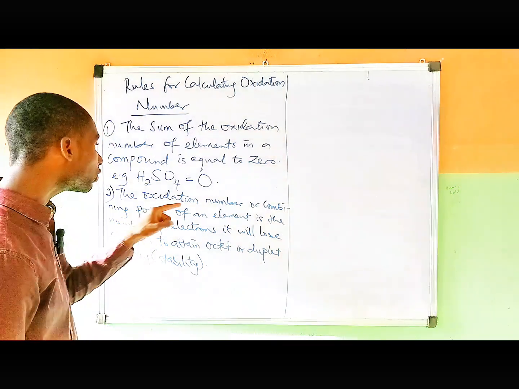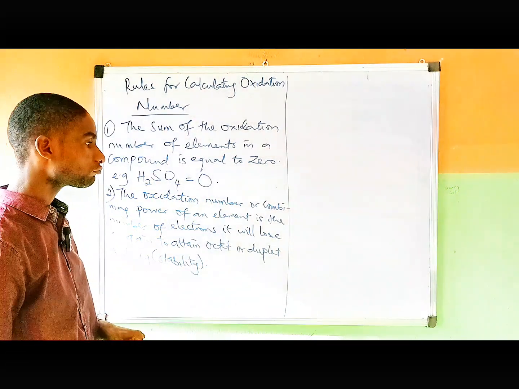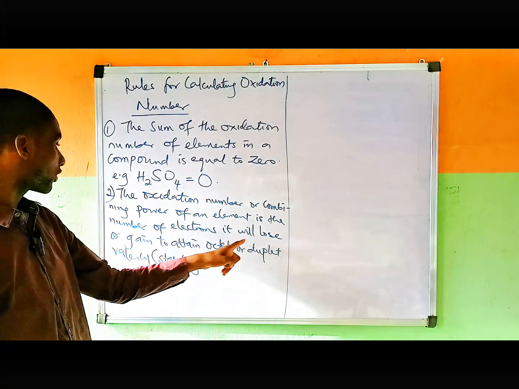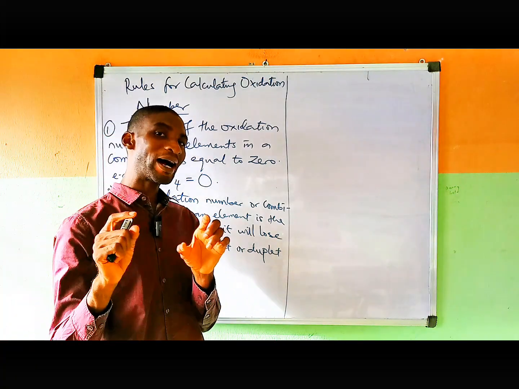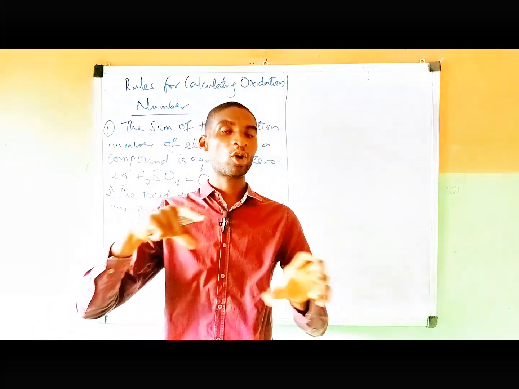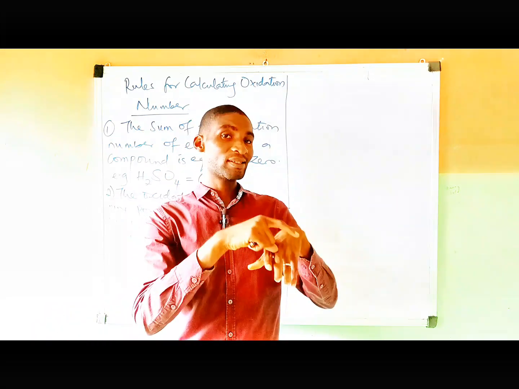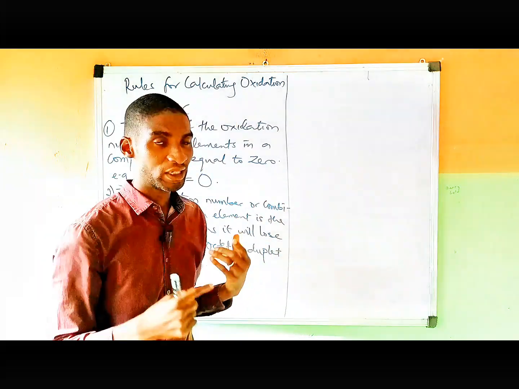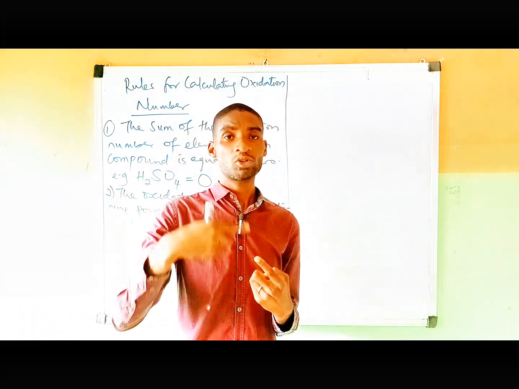The oxidation number or combining power of an element is the number of electrons it will lose or gain to attain octet or duplet valence. So when you have an element in a compound, the oxidation number of each element in that compound is what I've defined. It is the number of electrons that that element will gain or lose to attain stability.